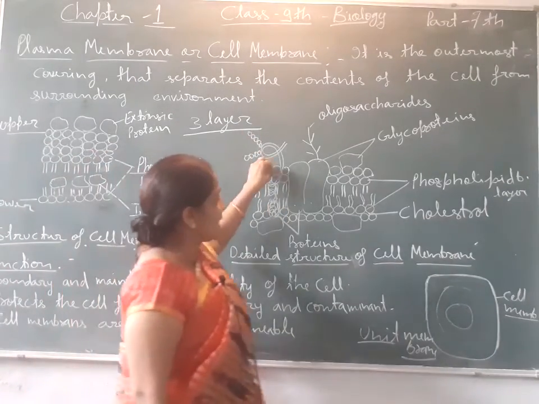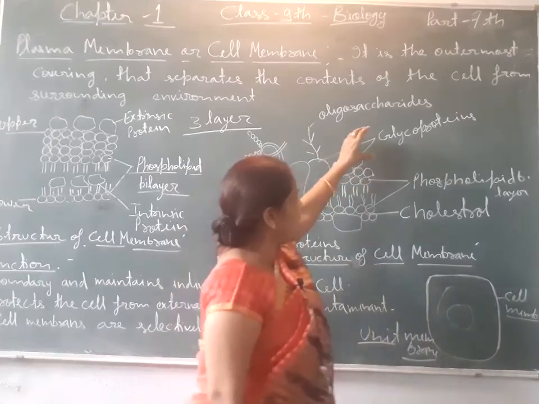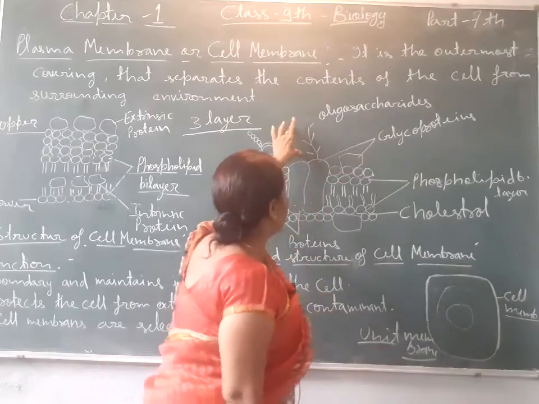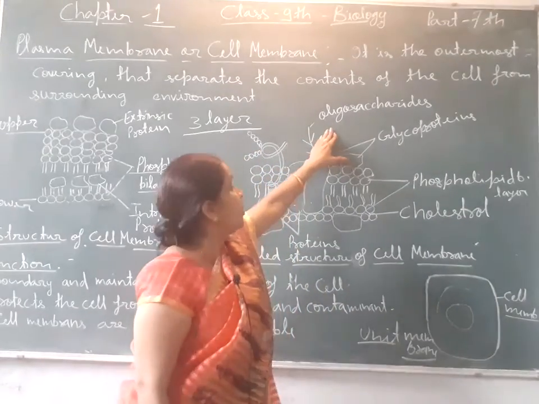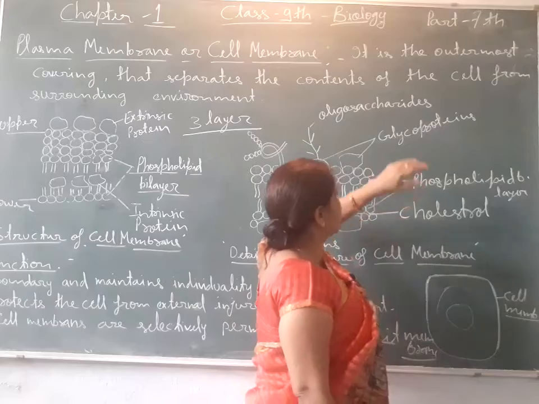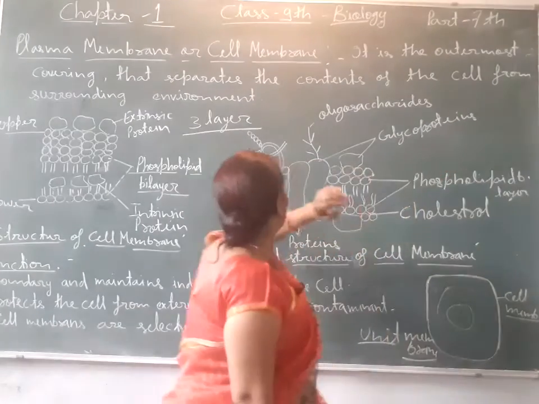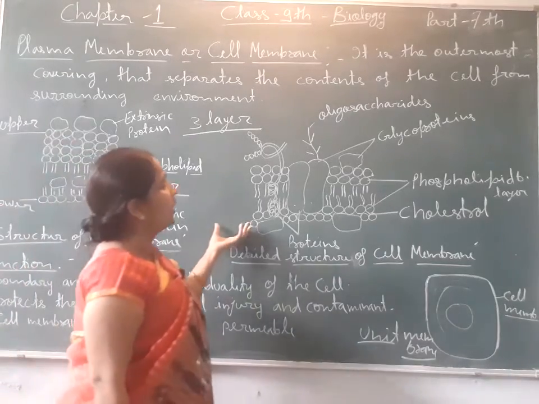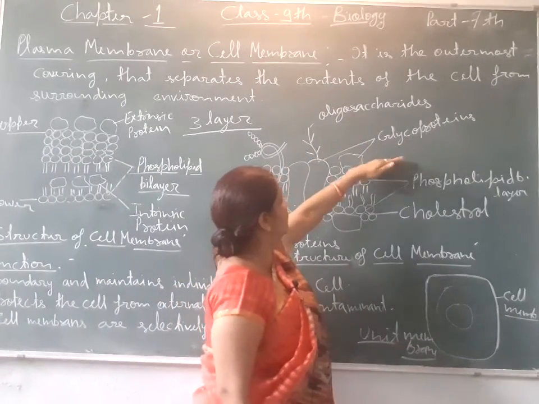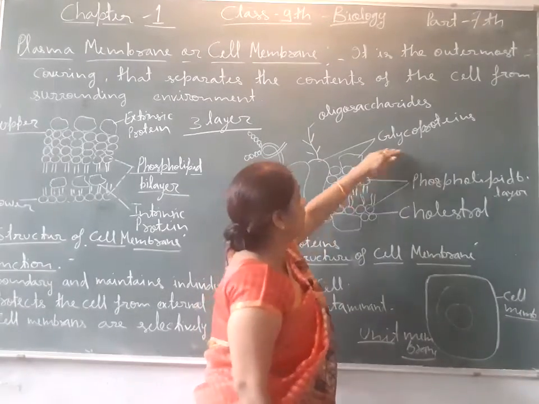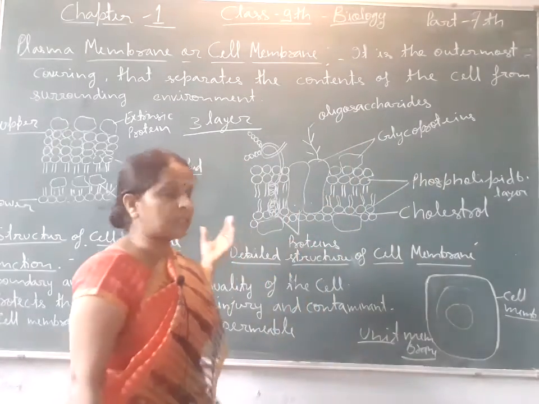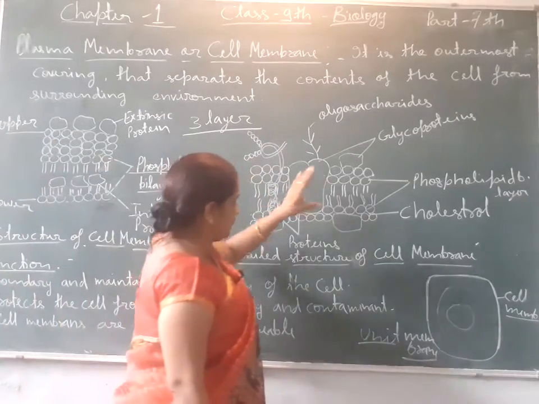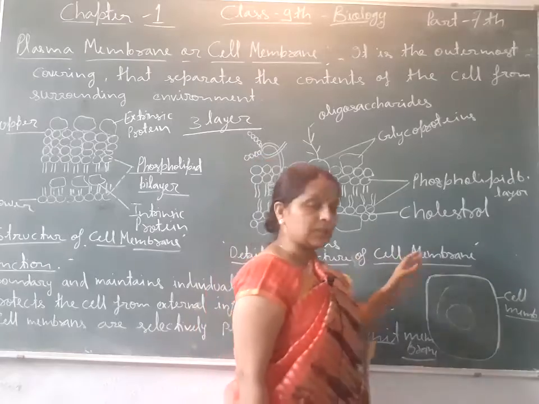In this extrinsic protein, some glycoproteins are attached and some fats are attached in the form of branches. These are known as oligosaccharides and glycoproteins. On the basis of the presence of oligosaccharides and glycoproteins, the specific structure of any cell differentiates one cell from other cells. So, this is the detailed structure of the cell membrane.